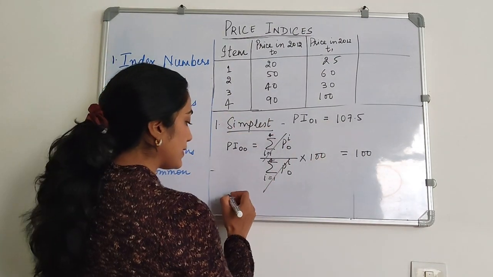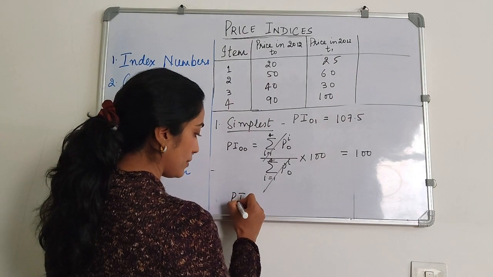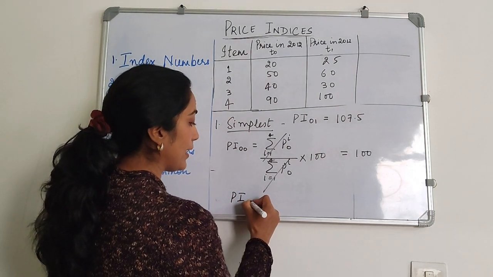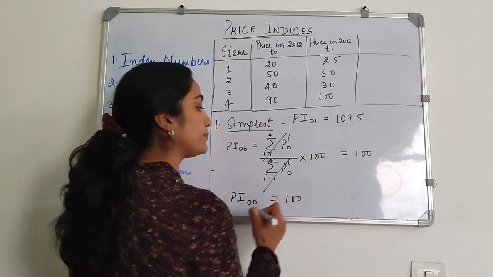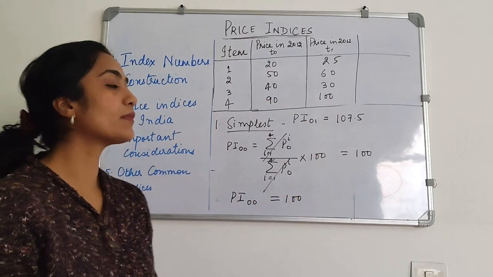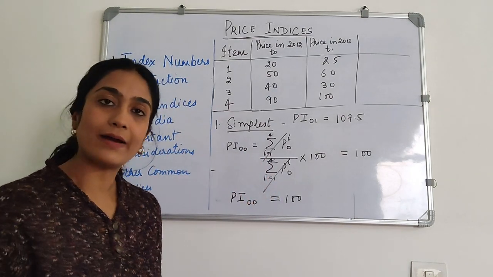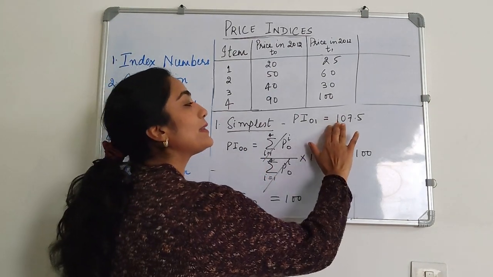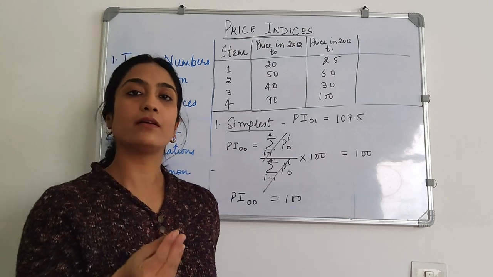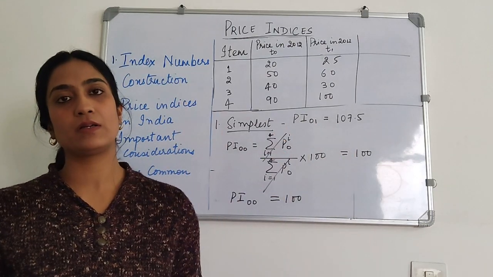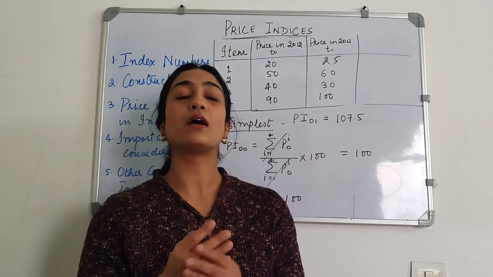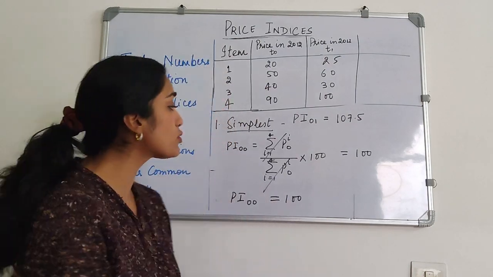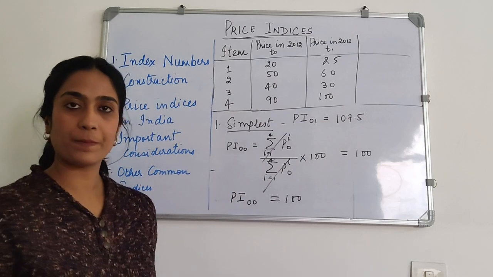So what it says is that the price index in the year 0 is 100. And in comparison to that, the price index in the year T1 is 107.5. Okay, so that is why the price index in the base year is always 100 because of this formula.